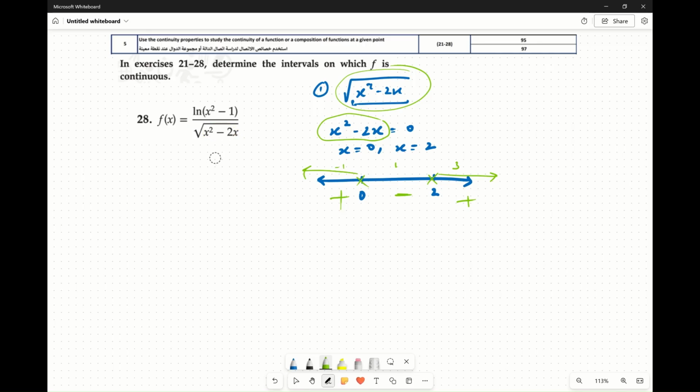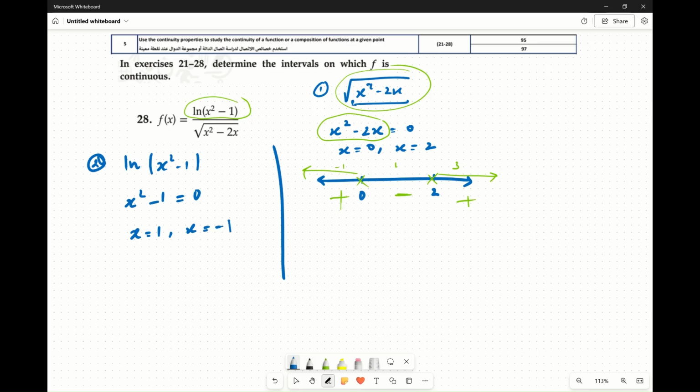Okay, so now we are done with the one that is down. We go to the one that is up, ln of x squared minus 1. Again, what do we know about the ln? We know that the ln is going to be continuous whenever what is inside is more than 0. So I will take the inside and I will solve it to 0. I will get 1 and minus 1.